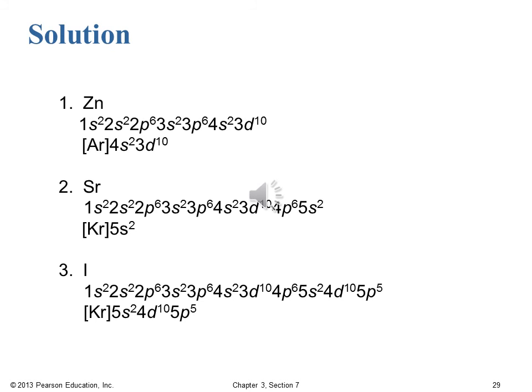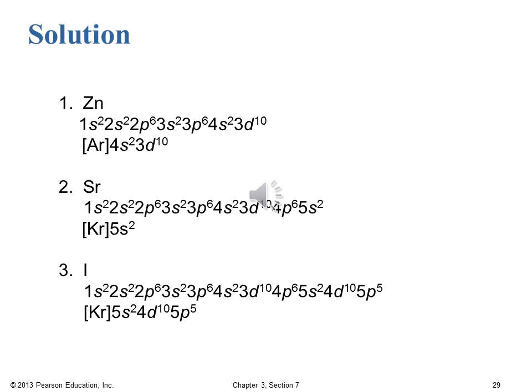Alright, so the full electron configuration for zinc: 1s2, 2s2, 2p6, 3s2, 3p6, 4s2, 3d10. It's the last element in the d block there in period 4, and so therefore it must have just finished filling its 3d sublevel. Or we could spare ourselves that first bit and just have argon in brackets and then follow up with the 4s2 3d10.